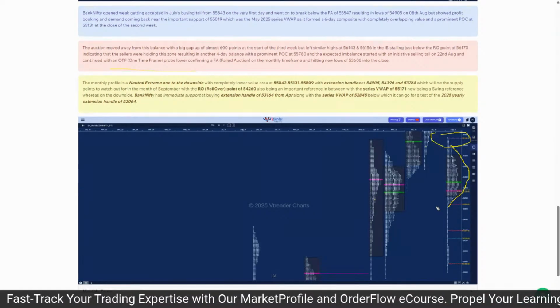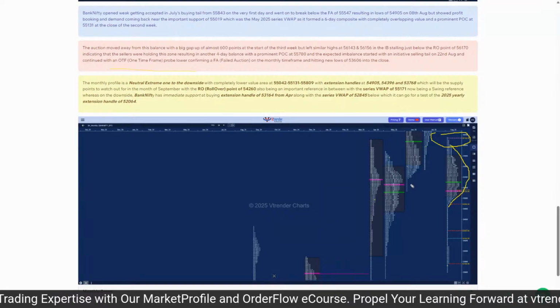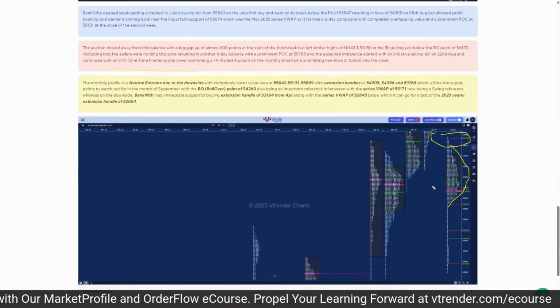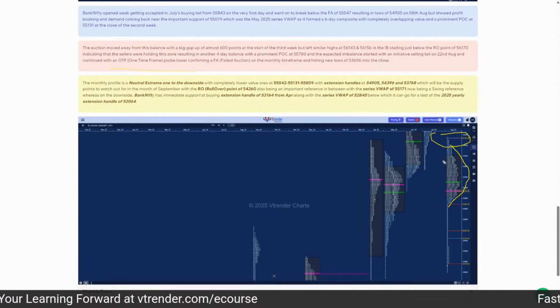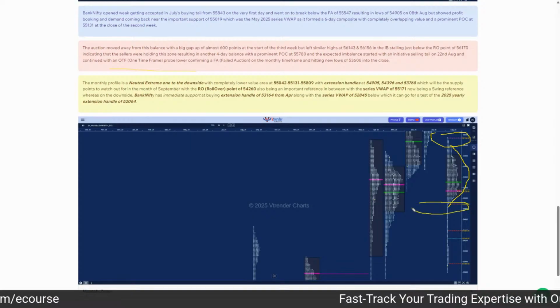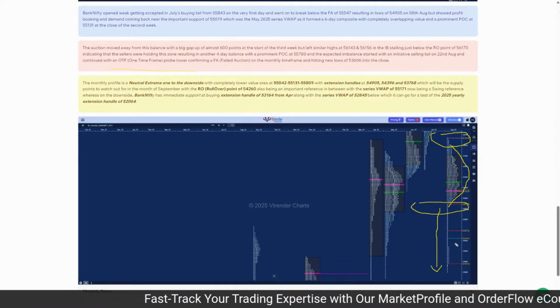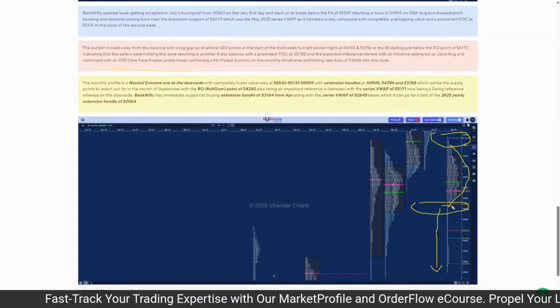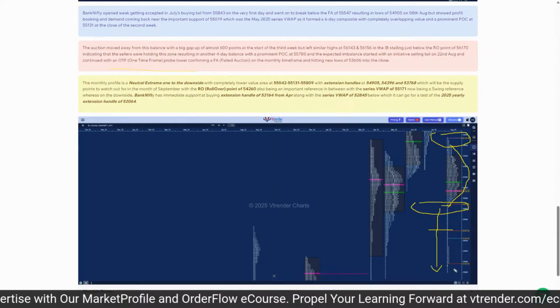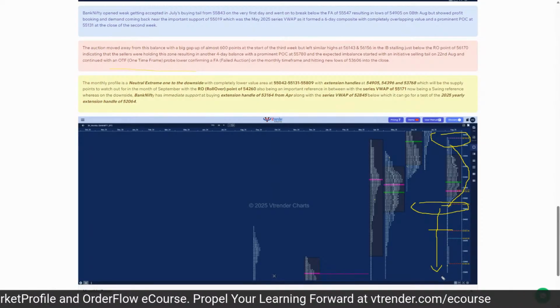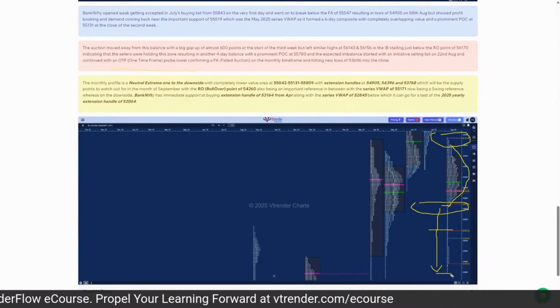We were forming a Gaussian curve for most part of the month, but into the close, we made a move away from that balance. And we dropped by more than 1,000 points from the value area low of the balance. Similar thing happened in the month of August. You can see how this was taken out in the last few sessions, and we left an extension handle here at 54905, and we left another extension handle at 54396, and then we went on to make lows of 53606.